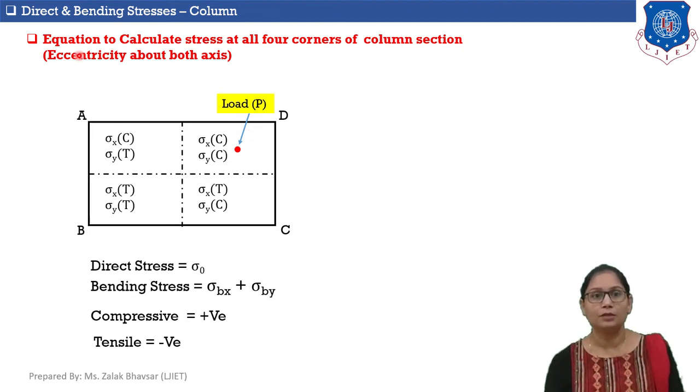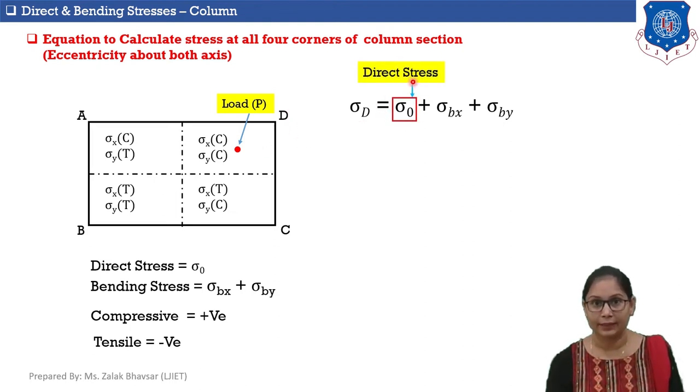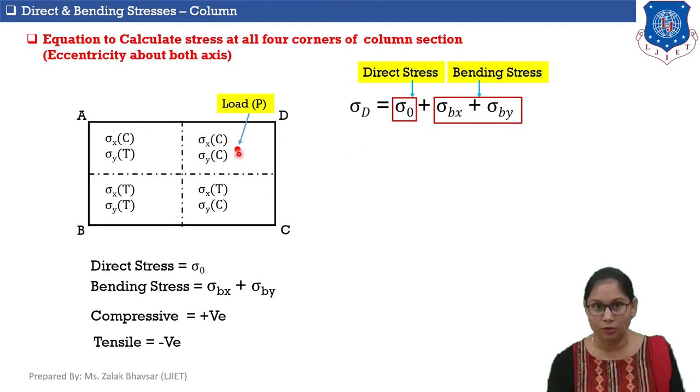First of all, here is the equation to calculate the total stresses developed at corner D due to this eccentric load. The total stress developed at corner D is the summation of direct stress and bending stress. So we know that sigma 0 is direct stress, and sigma bx and sigma by are bending stresses which are developed due to eccentricity of this load about both the axes.